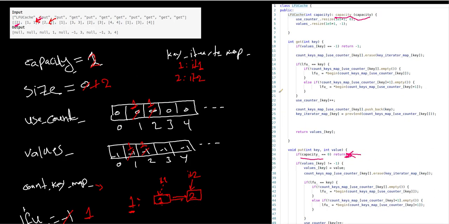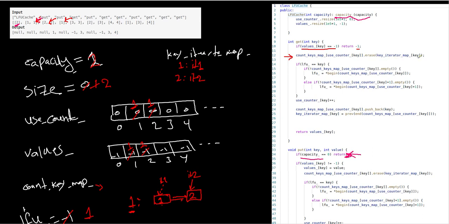Now next we have this call, which is get 1. Now we need to check if the value of the key is not equal to -1. In that case this key is not assigned a value yet, and we return -1. So get 1 is not -1, so we come here: count of the keys maps of use counter of key dot erase.